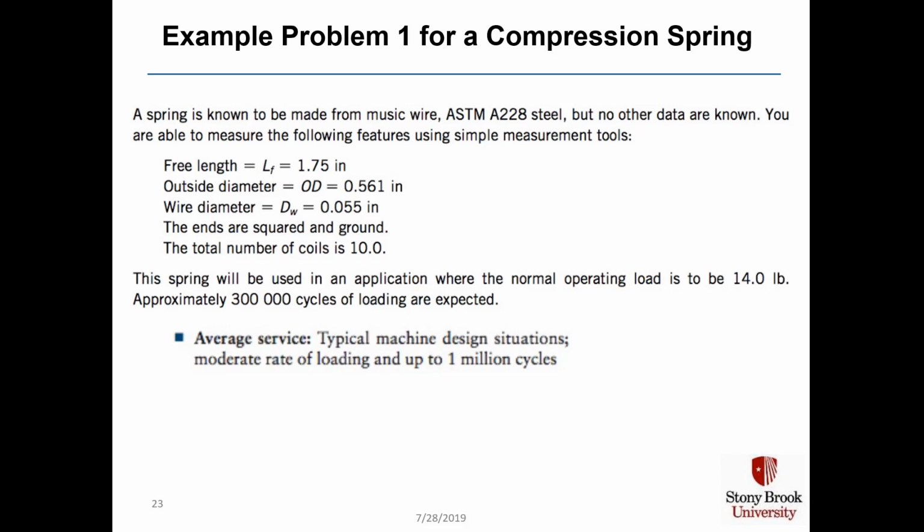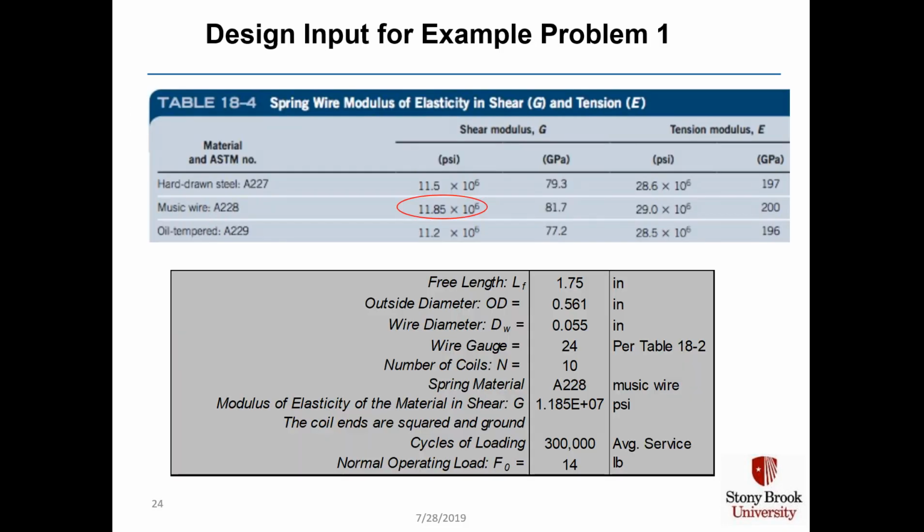The spring will be used in an application where the normal operating load is to be 14 pounds and approximately 300,000 cycles of loading are expected, which means the spring will be an average service application, typical of machine design, up to 1 million cycles. 300,000 cycles is far less than 1 million, so we're safe to use the average service curve. We've codified here our design input for example problem 1. We see that the shear modulus G is 11.85 times 10 to the 6th, and on the bottom, in the gray colored area that's in our Excel spreadsheets for input data, we've codified all the numbers per the prior slide.